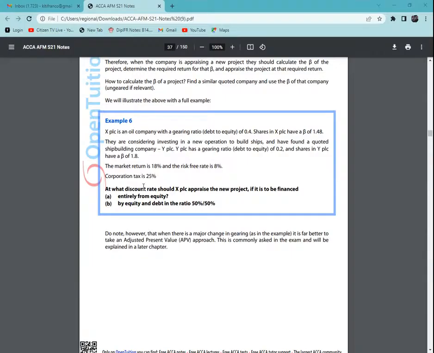Should I use 1.8? Should I use 1.48? Which one is the most relevant? We had tackled something like this in our last class, if you can remember. Which one is the most relevant?